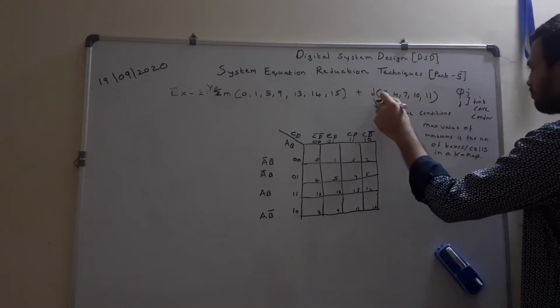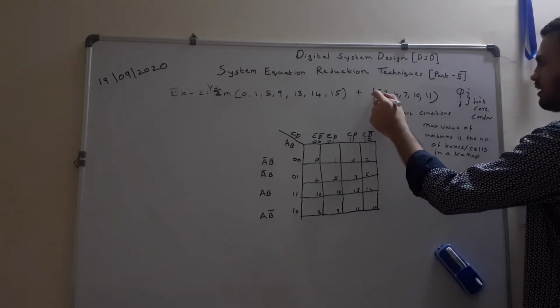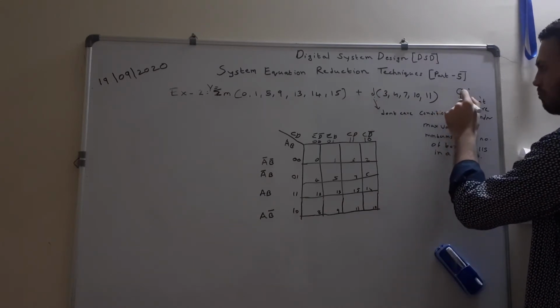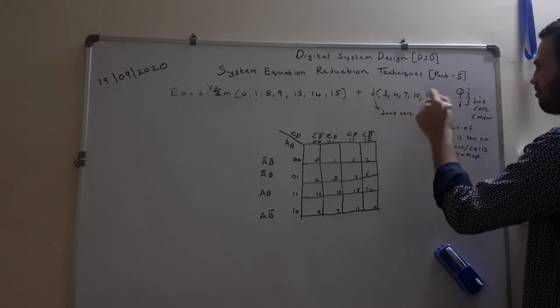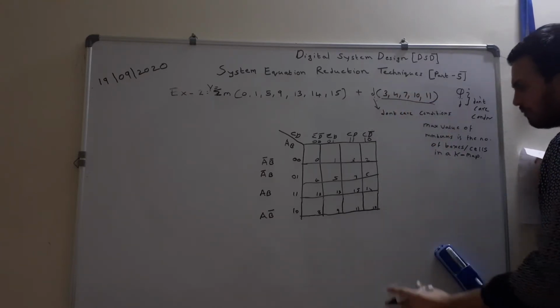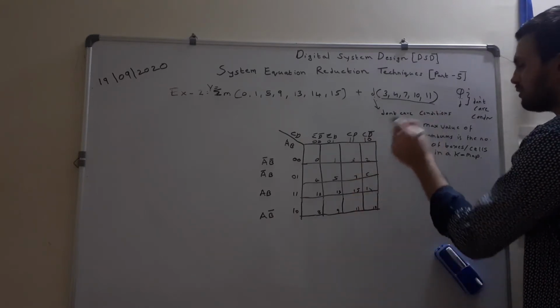Whenever an equation represents don't care conditions, it is represented by d or phi. Whatever terms are in brackets following this d or phi are don't care conditions, and they are represented as a cross in the truth table and in the K-map.